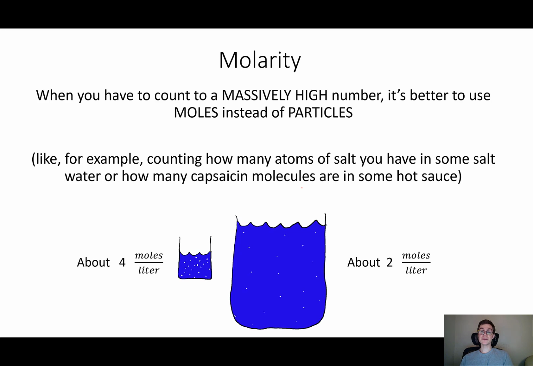This thing on the left would be about 4 moles per liter, and the thing on the right would be about 2 moles per liter. It tells you how many particles you're going to get if you take 1 gulp. And in this case, we're making a liter-sized gulp. That's a lot, but you could use any volume of water and it would be the same.